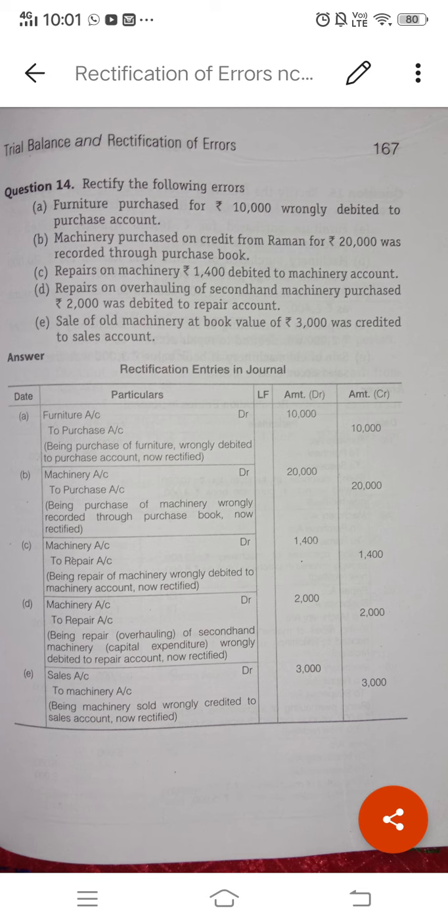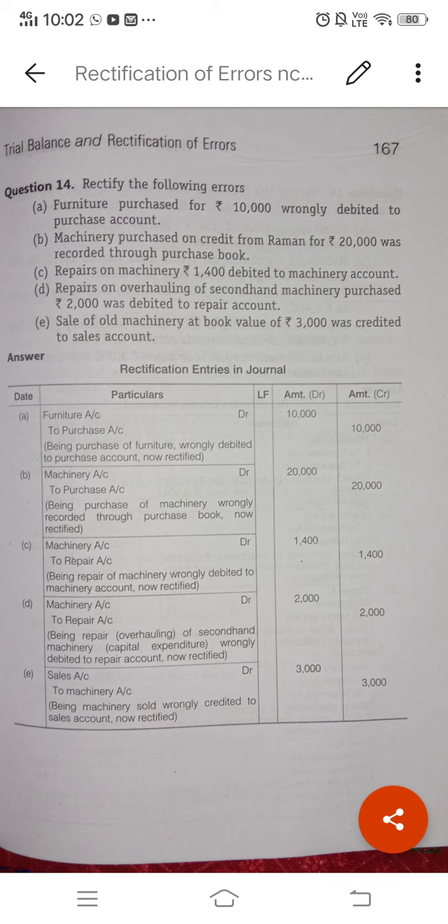But in the purchase book there is an excess. The purchase account is a debit balance. So there is an excess of 20,000 in the purchase account as a debit balance. To cancel that excess debit, we have to credit the purchase account with 20,000. And what is the correct debit? The machinery account is the correct debit. Okay, so machinery account debit to purchases account 20,000.